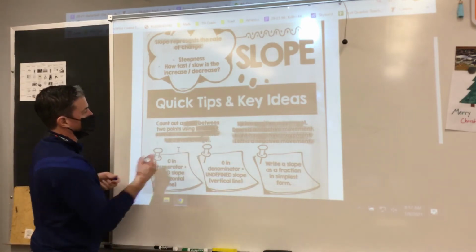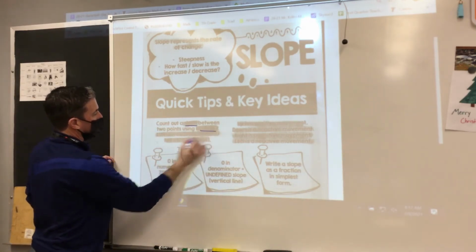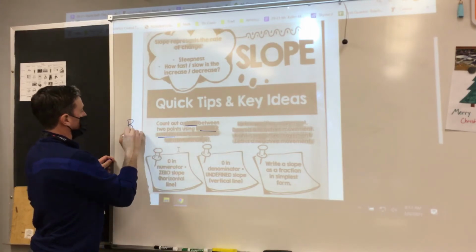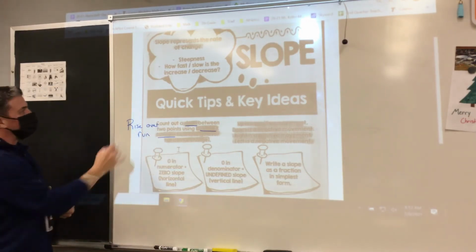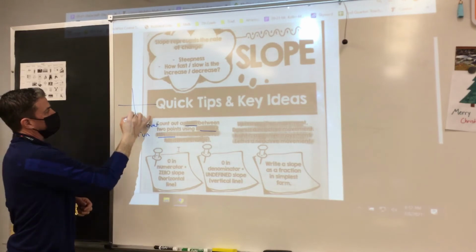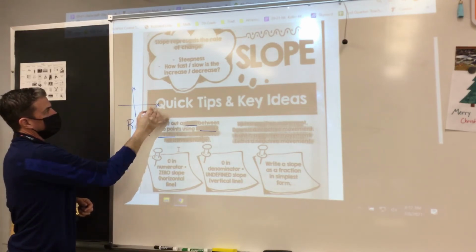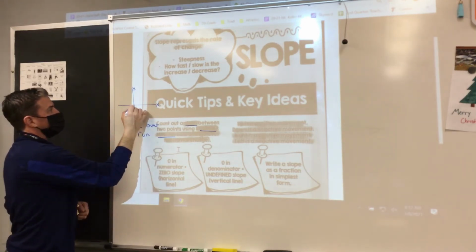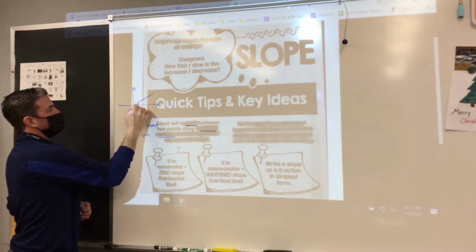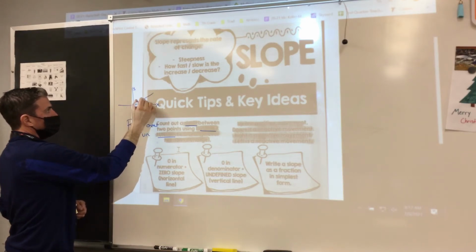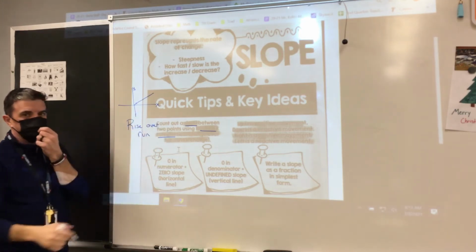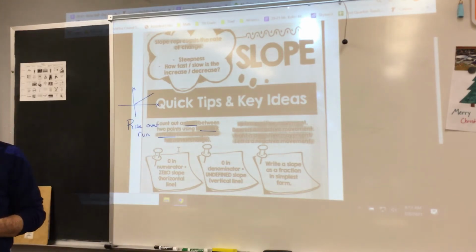So we're going to talk about finding the slope between two points using rise over run. Rise over run, which means what? When we're talking about a coordinate plane, what is the y-axis called? That's the rise. And the x-axis is the run. So if we have a line like this and we're looking at the slope, we're talking about this: how much did it rise over how much it ran? That's the rise over run.